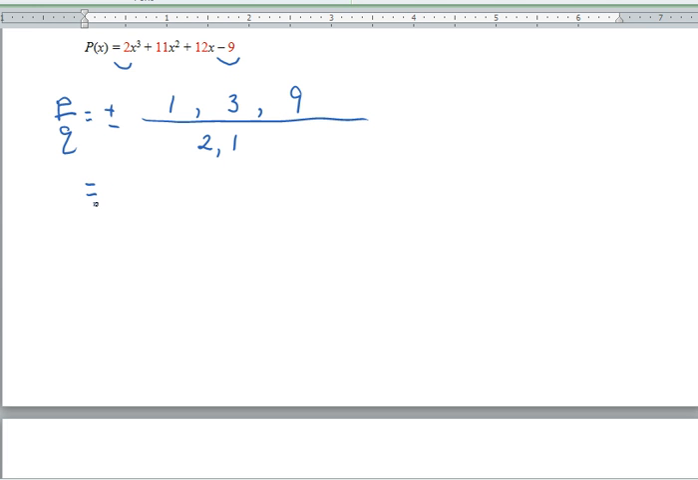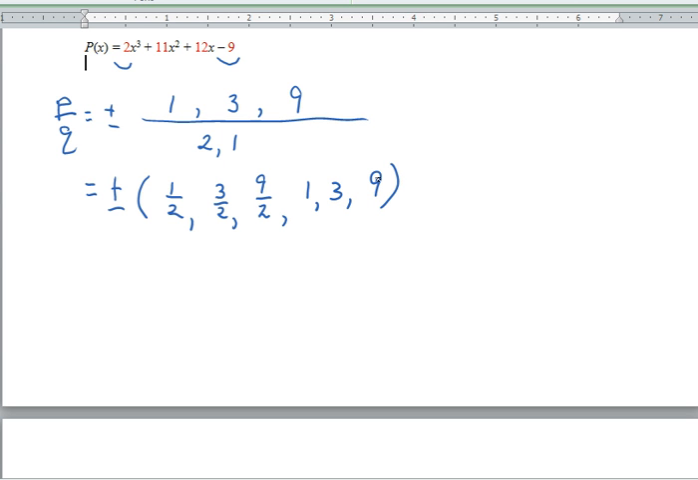So I'll start using the denominator 2, and I'll get 1 half, 3 halves, and 9 halves. When I use denominator 1, I get 1, 3, and 9. So when positive and negative are taken into account, there are 12 possible rational zeros.